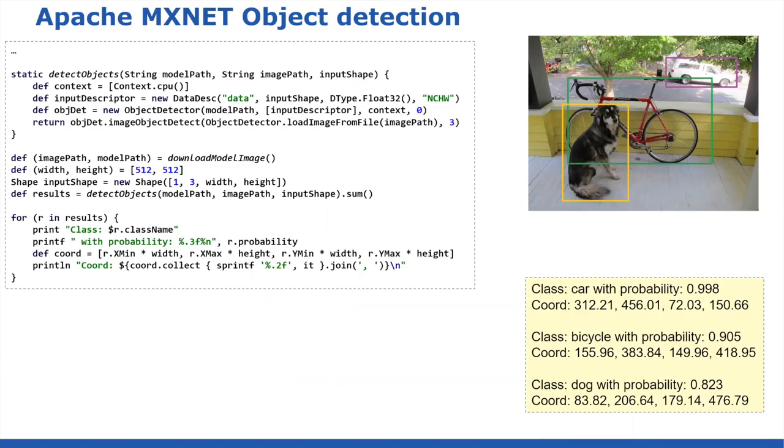One is a dog with 0.8 probability, one's a bicycle with 0.9, and it's very, very confident that there's also a car in that image. And it gives you the coordinates of where it found the objects that it detected. So you can see, not many lines of Groovy code, and you can use MXNet, which is a large-scale machine learning, deep learning environment. So Groovy is a good option for using all these.